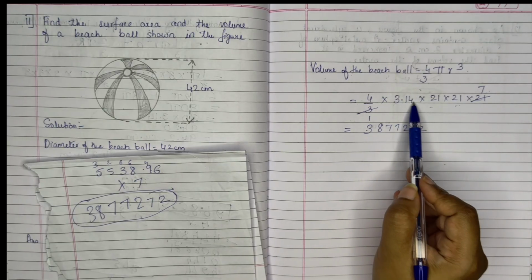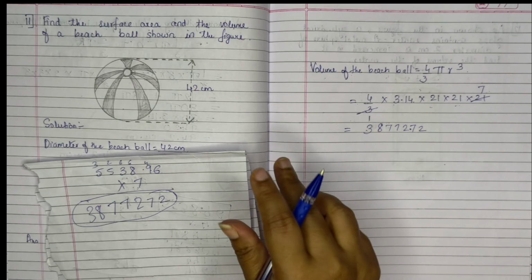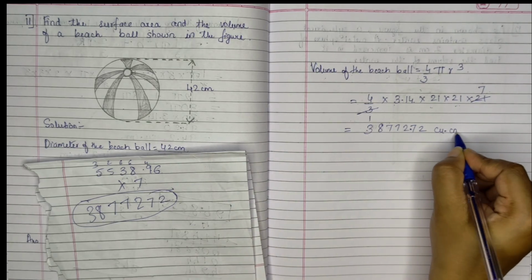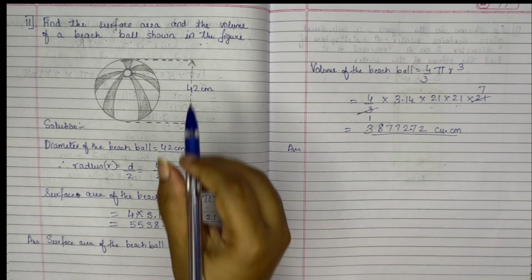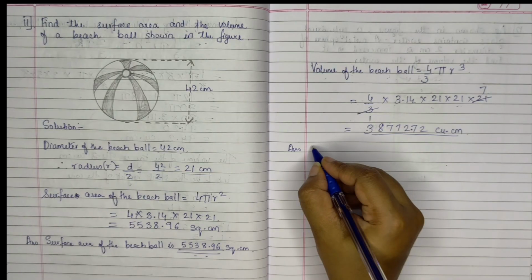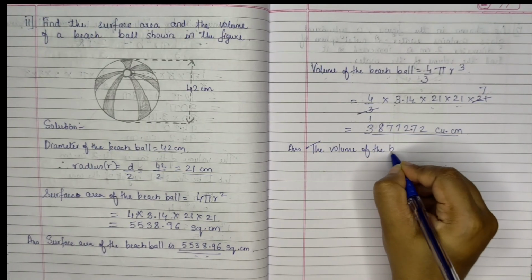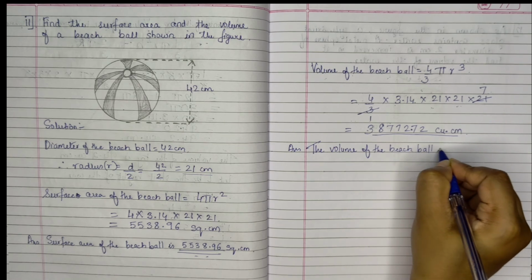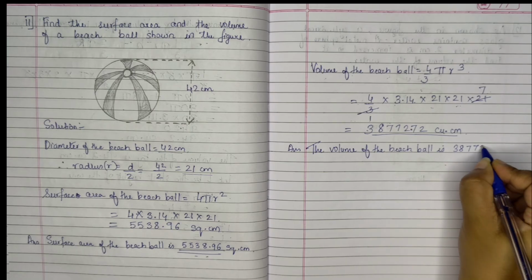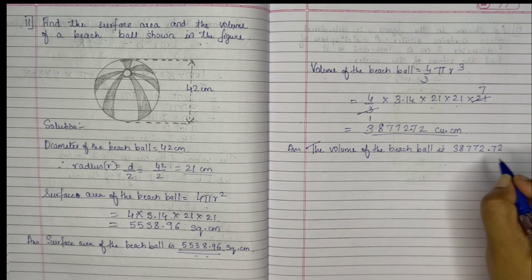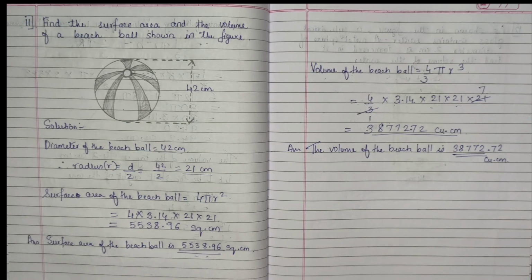Okay, and now see here, after two digits you have to put a point over here. Okay, now since it is volume, we will write cubic centimeters. Answer: find the volume of the beach ball. So the volume of the beach ball is 38772.72 cubic centimeters. Understood? We have finished the 11th sum.